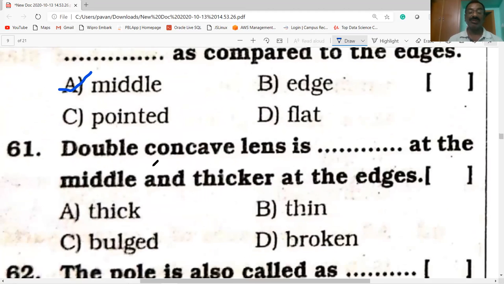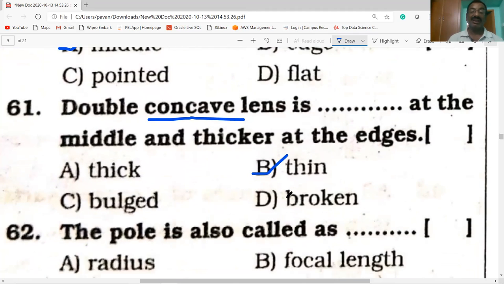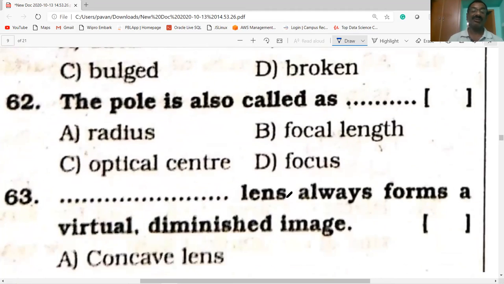Next question, double concave lens is dash at the middle and thicker at the edge. So concave lens which is bulged inwards annamata, so madhyalo thin ga untundi, chivarallo thick ga untundi, thin in the middle and thicker at the edge. Next one, the pole is also called as, tell me pole. Yeah, very good, optic center. Pole is also center of the spherical surface, optical center or pole.